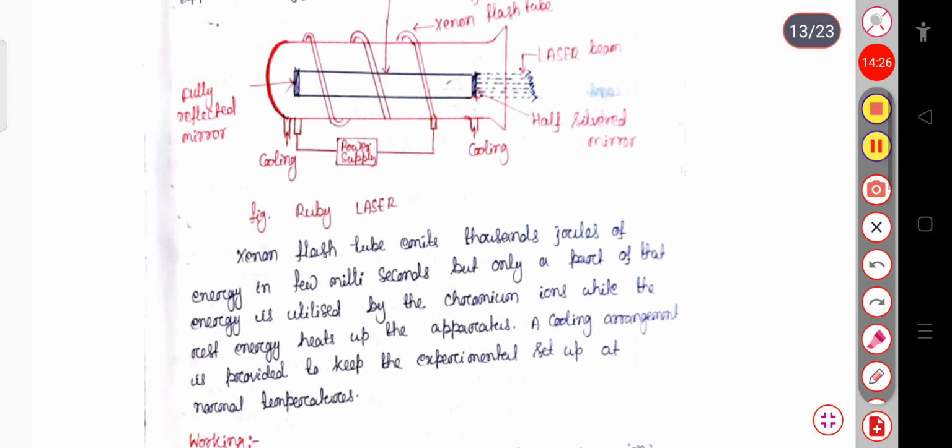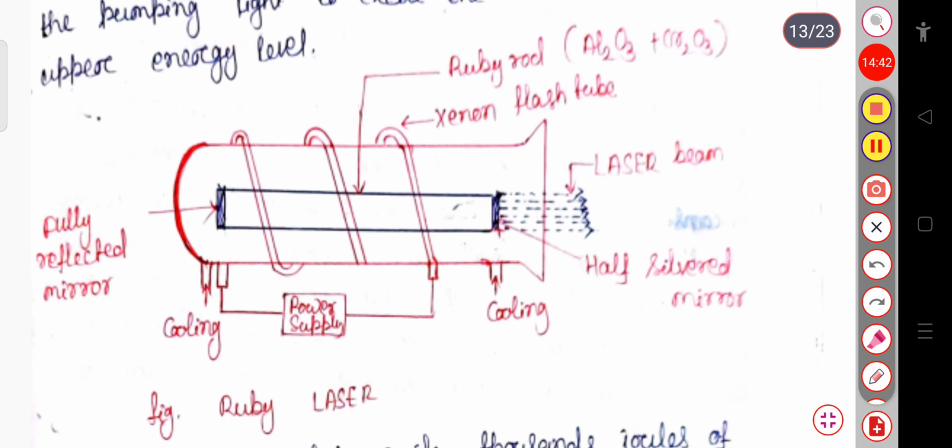Now the xenon flash tube emits thousands of joules of energy in a few milliseconds, but only a part of that energy is utilized by the chromium ions, while the rest of the energy heats up the apparatus. Okay, so here you can see a cooling apparatus. It is provided to keep the experimental setup at normal temperature.